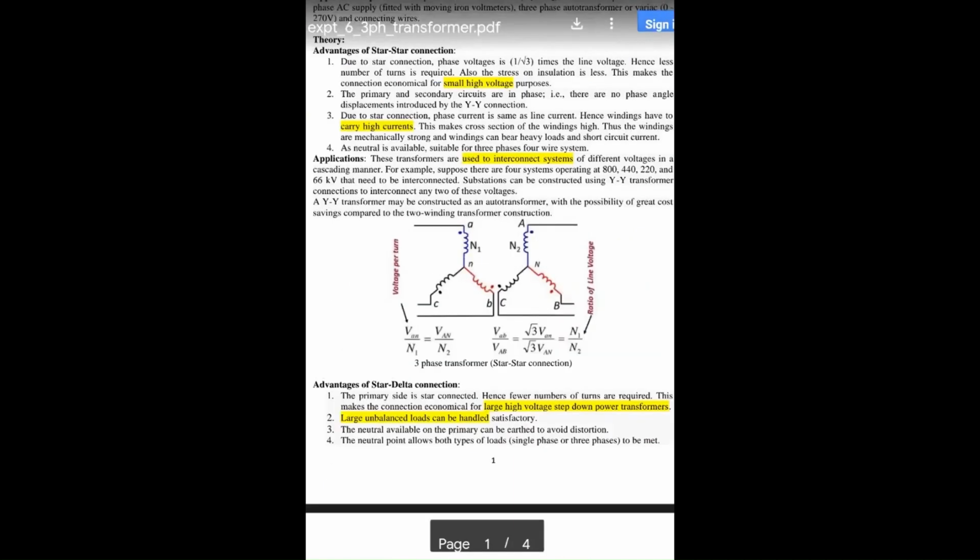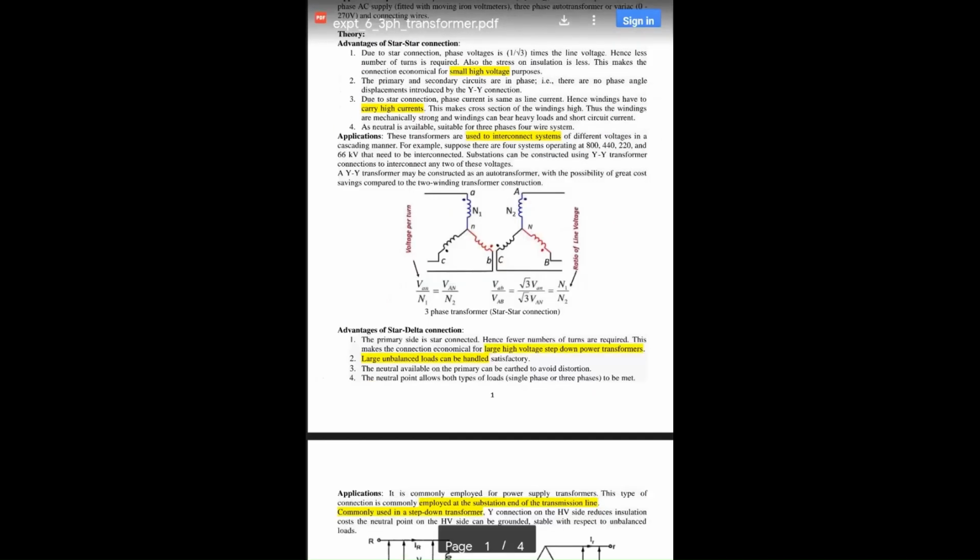So in the star connection, we know that the phase voltage is reduced by root 3. Hence, fewer turns are required. If the current passing is less, then fewer turns are required, and we can also use conductors of less thickness. So these are used to advantage for small high voltage purposes, in which the magnitude is more and the size of the transformer is small.